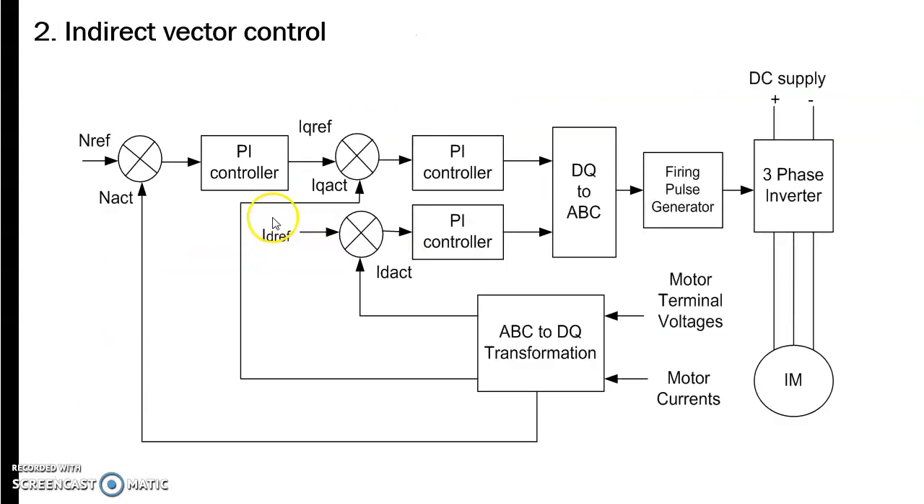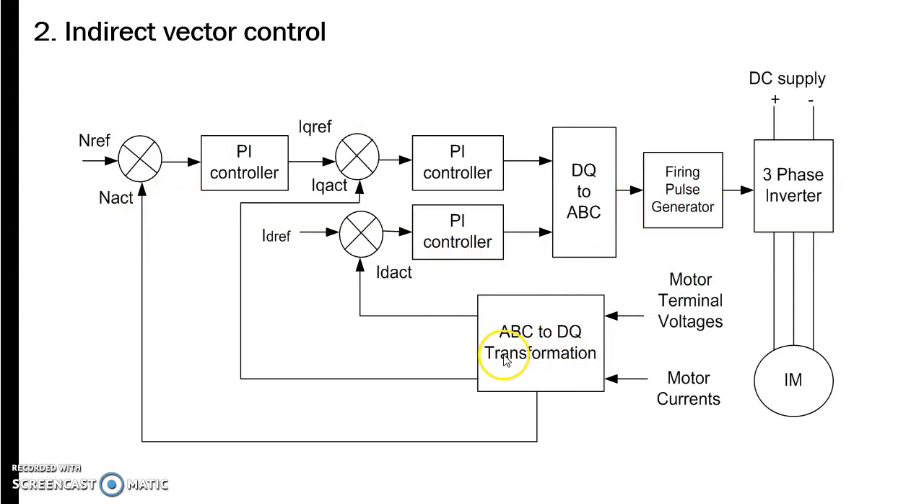Similarly, we have indirect vector control. The only difference is that we are not using a tachometer here. Instead, using the motor voltage, we have some mathematical calculation to find out the actual speed. Voltage and speed have a relationship, so without sensing using a tachometer, from the information of the terminal voltage itself we find out the actual speed, and all other things are the same.